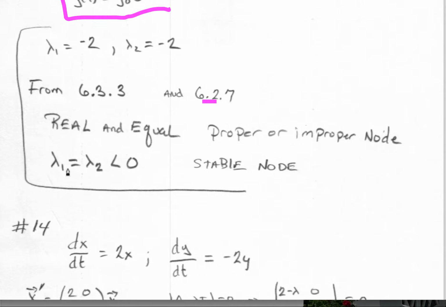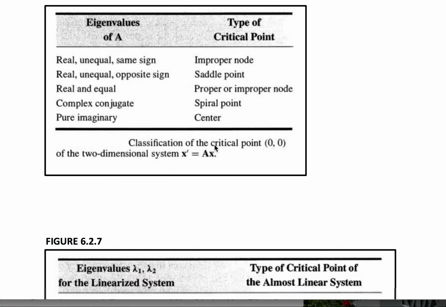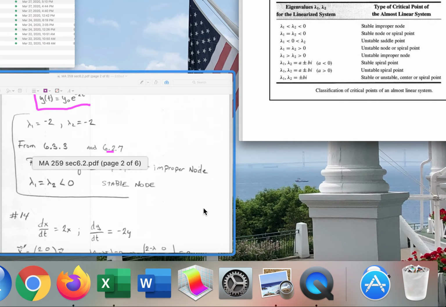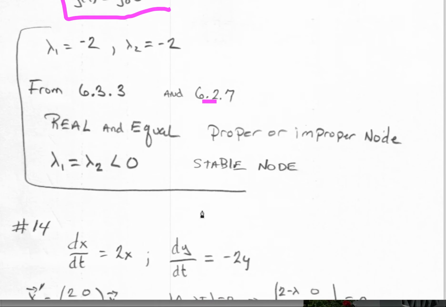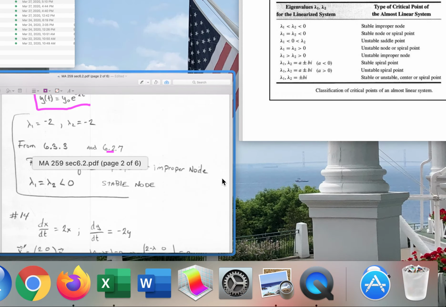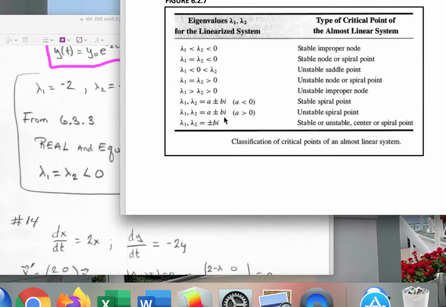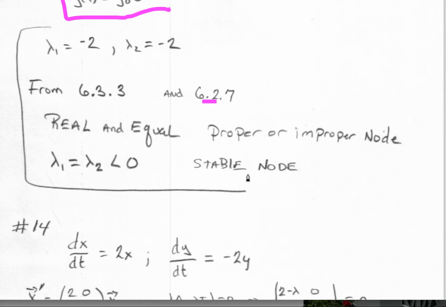And then we're told that lambda 1 equals lambda 2, and they're less than 0, so they're negative. And when I look at my other chart, 6.2.7, I have lambda 1 equals lambda 2, and it's less than 0, so it's negative. I have a stable node or spiral point. So lambda 1 equals lambda 2 is less than 0: stable node or spiral point. So this is what's called a stable node or a spiral point.